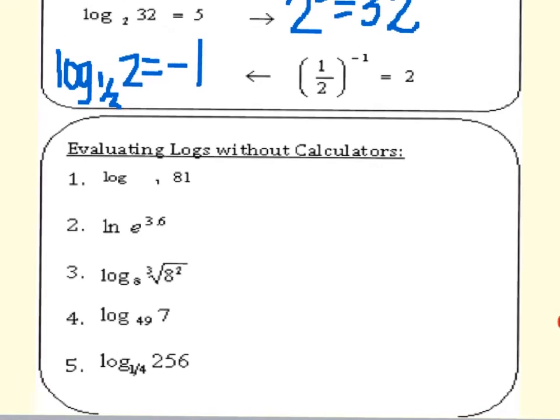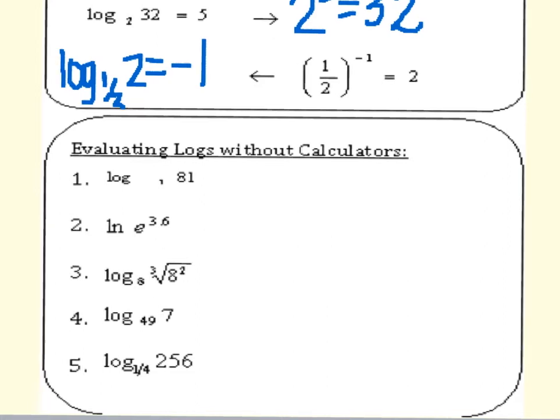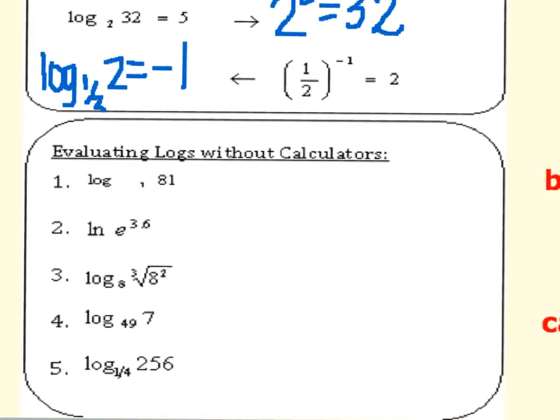Okay, so this is log base 3 of 81. It doesn't show up very well on mine, but this is supposed to be log base 3 of 81. So we make this equal to x. When we want to simplify, we set it equal to x. So that way, I can say 3, my base, to the x power equals 81.